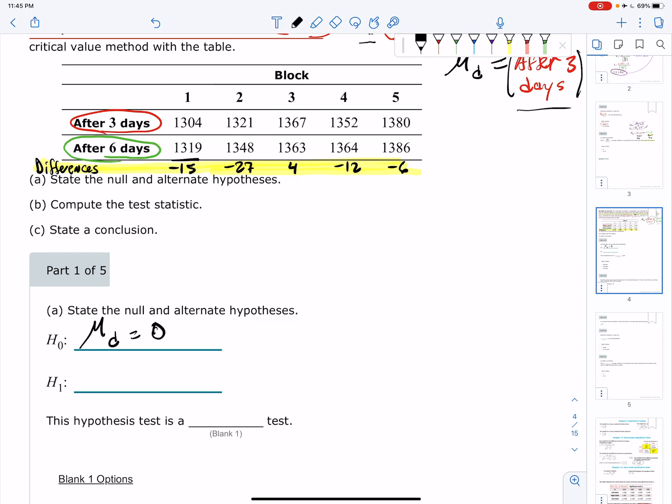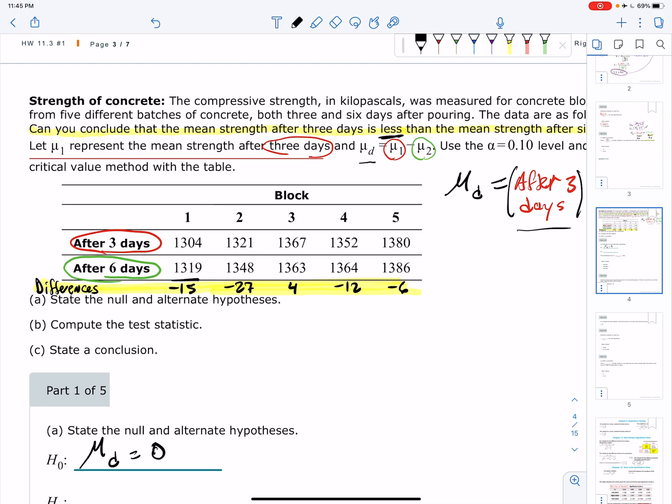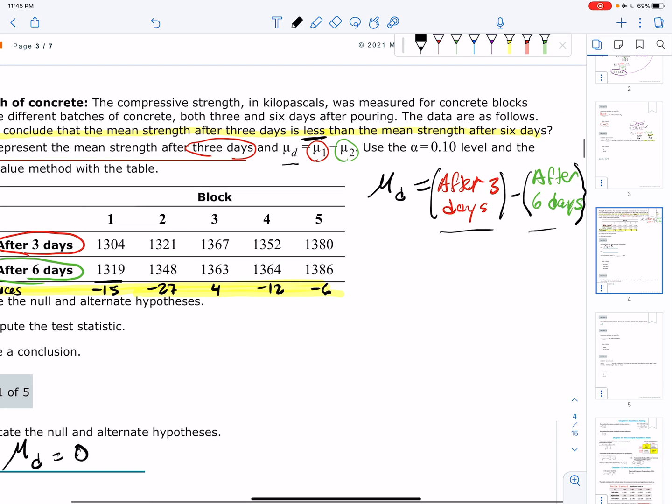Then we get this alternate. So we're trying to prove, can you conclude that the mean strength after 3 days is less? Well, if we're trying to prove that this is less, that means that this is bigger or greater, let's call it bigger. Not greater because we're talking about days here. Or no, we're talking about strength. So let's call this, so that's less, and this is stronger. Or more. I don't know.